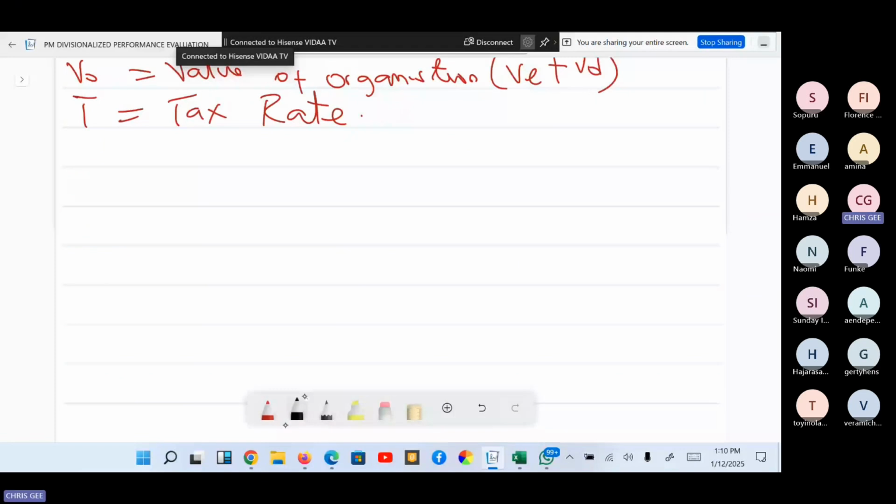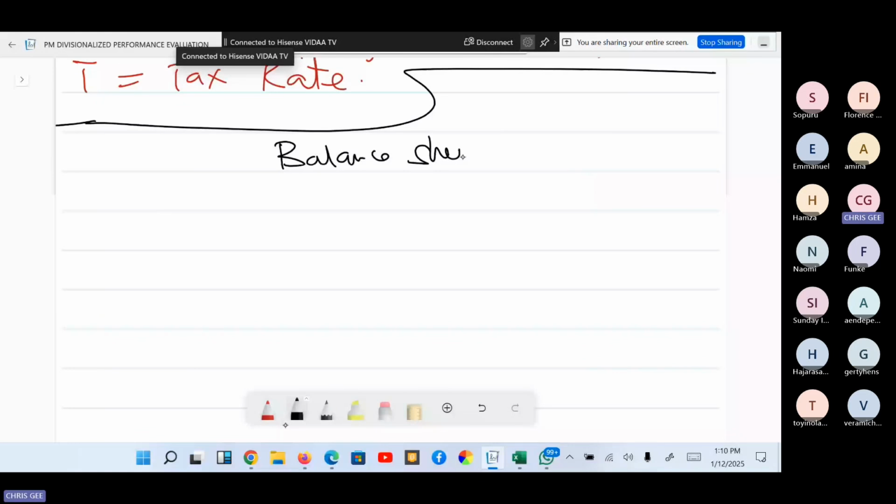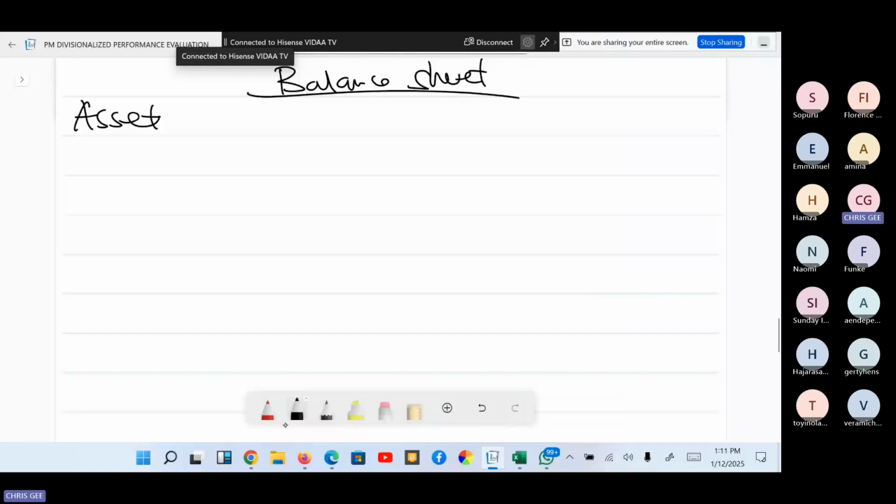Now, look at a balance sheet. I'm sure we all understand what the balance sheet is. Everyone, right? Now, your balance sheet has two sides. You have the asset part, and you have the liability part. Under assets, you have two kinds, right? Non-current asset, let's say this non-current asset is 200,000. You have a current asset, let's say current asset is 300,000. My total asset is what?